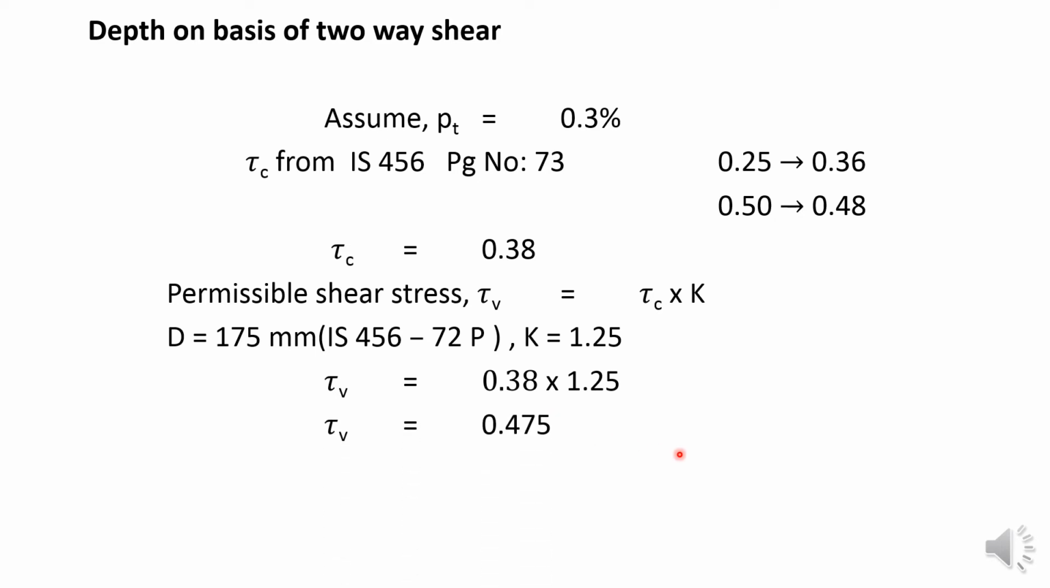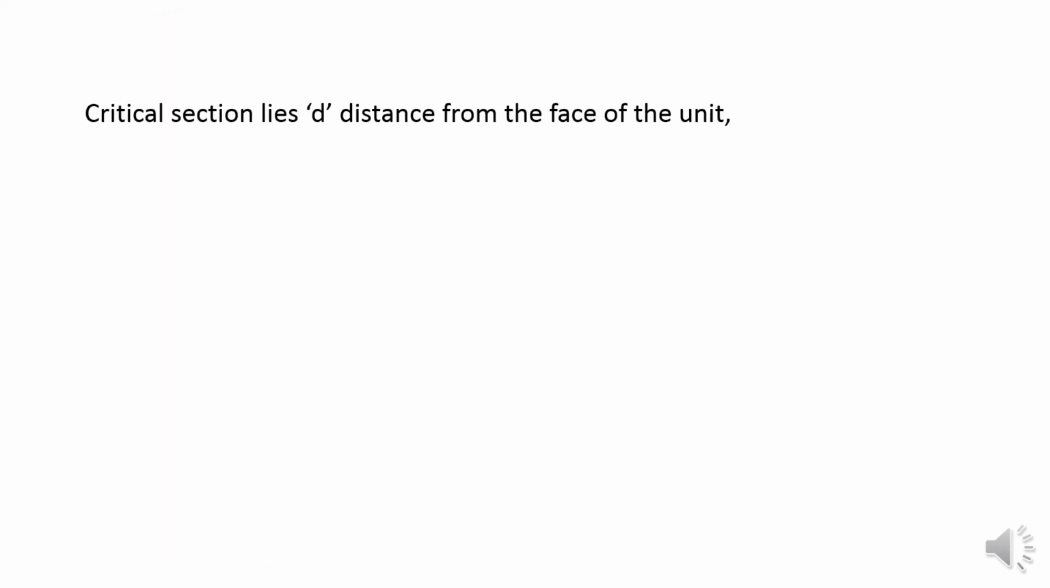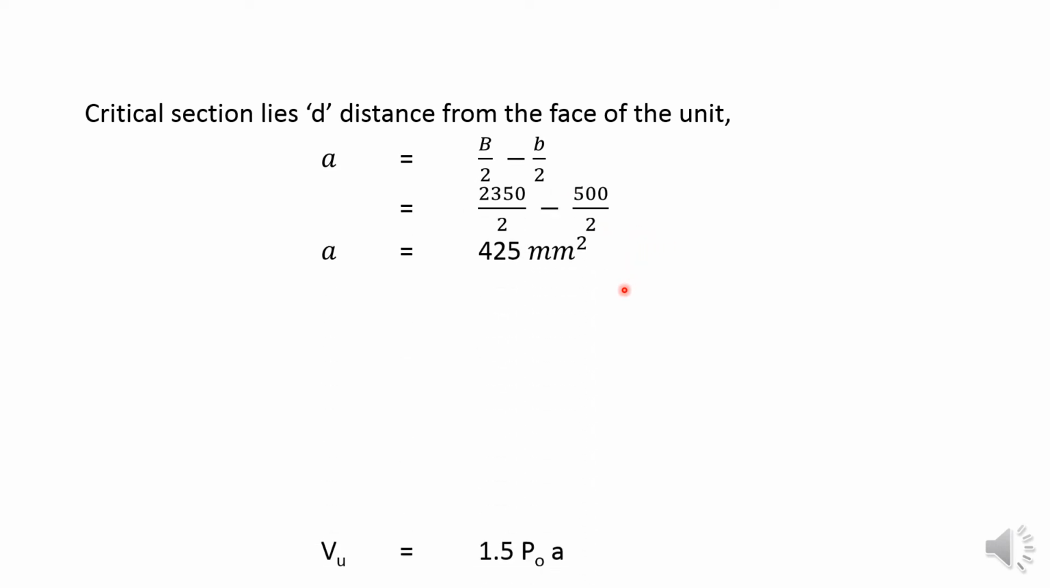Finally we'll get a value of 0.475. So tau v is equal to 0.475. Normally in the foundation, the critical section lies d distance from the face of the column. So a is equal to B by 2 minus B by 2. So substitute the value here. Finally a is equal to 425 mm square.